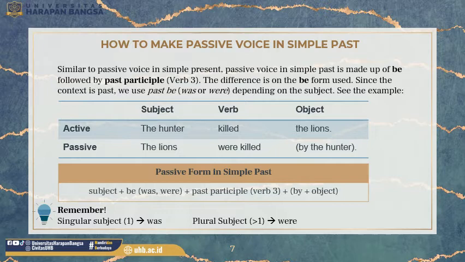So, in the passive voice in simple past, we have subject plus be plus past participle plus by object. Remember, be that we use are only was or were. Bentuk be yang kita pakai untuk kalimat pasif di simple past adalah was atau were. Was dipakai jika subjeknya tunggal, kemudian were dipakai jika subjeknya jamak atau lebih dari satu.